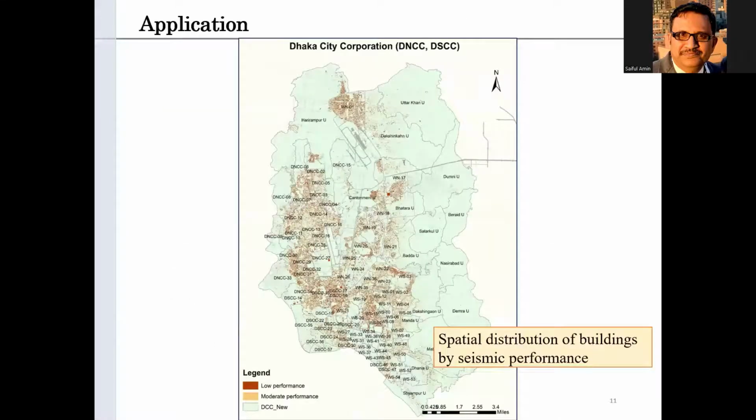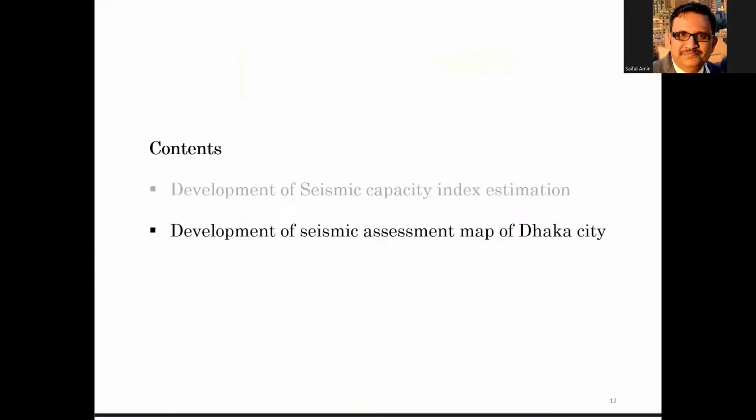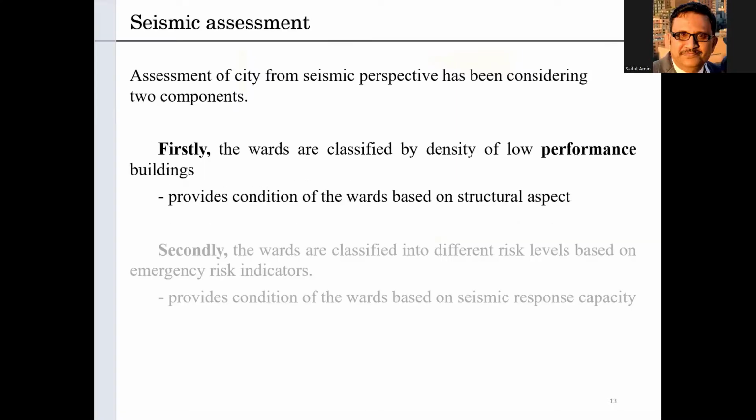So the estimation equation has been applied to the buildings of the city to understand their distribution based on their performance. This distribution of buildings has been used in the later part to develop the comprehensive seismic assessment scenario of the city. Now we will focus on the development of the seismic assessment map of Dhaka city.